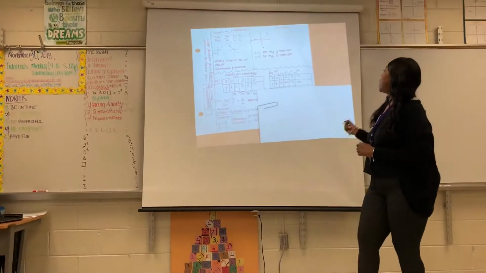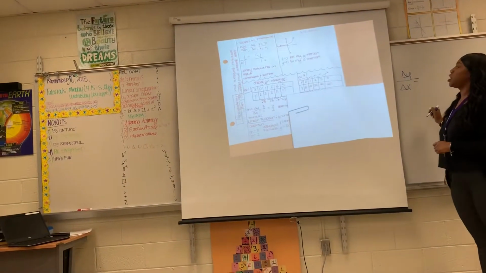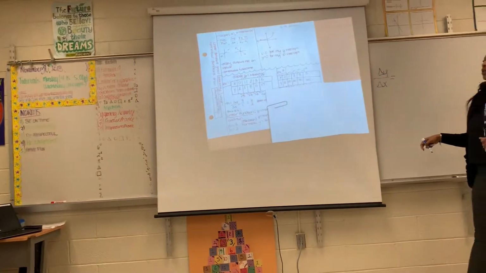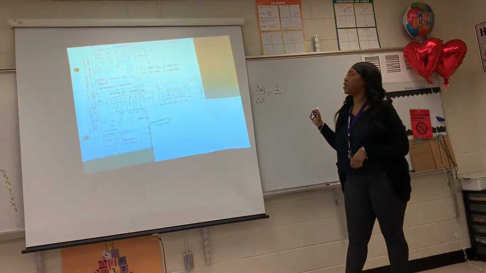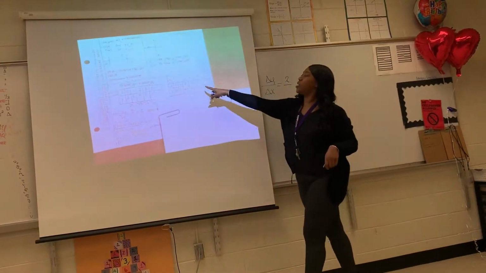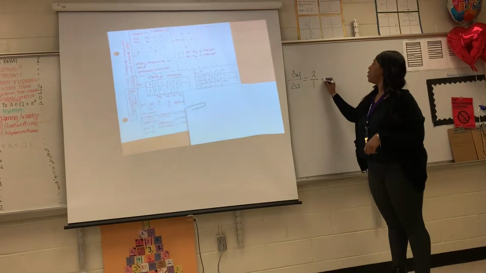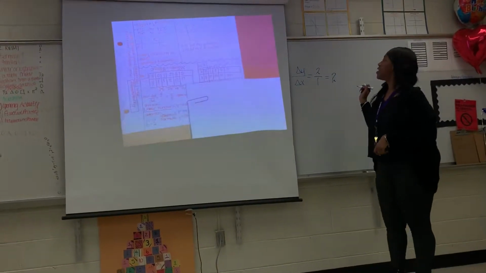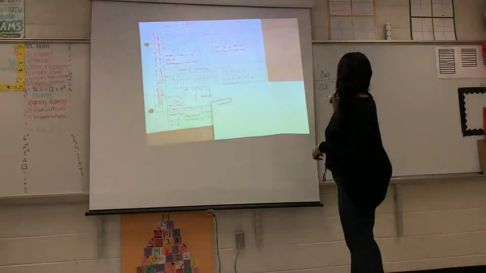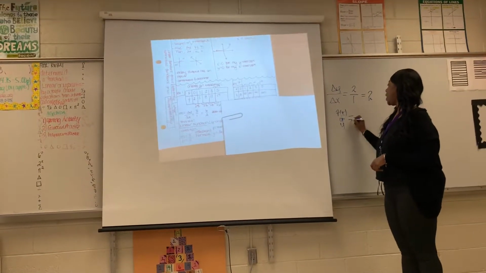So again, we do delta y over delta x. What was our change in y? You just told me. 2? Yes. And what was our change in x? 1. And what is 2 divided by 1? 2. Very good. So now, we know that our formula that we use is f of x, or y equals a times b to the exponent of x.